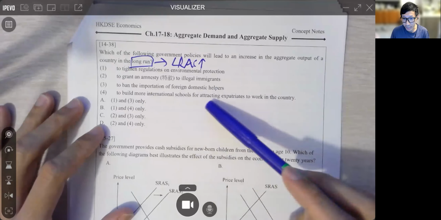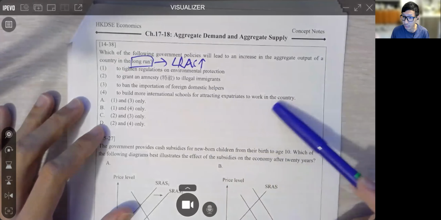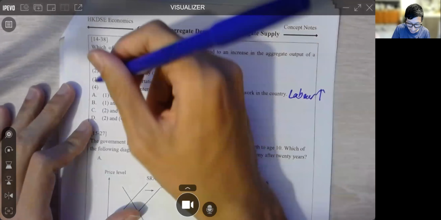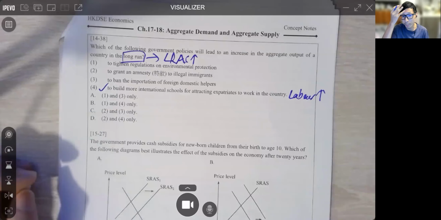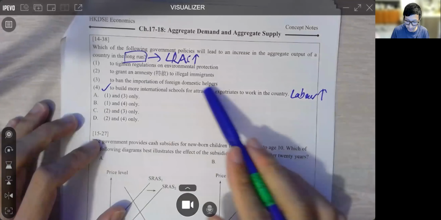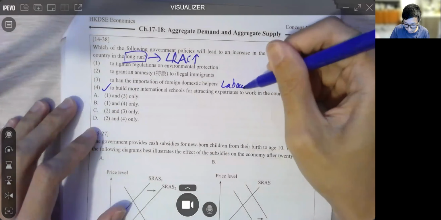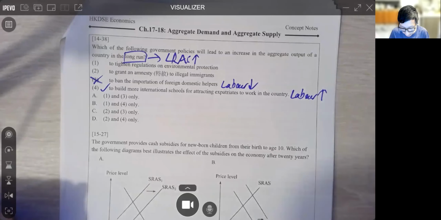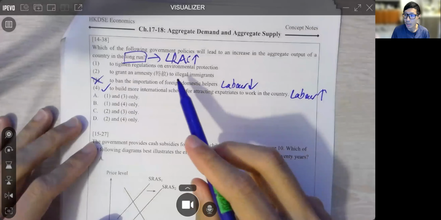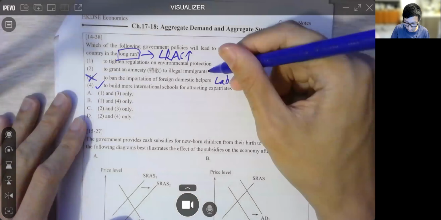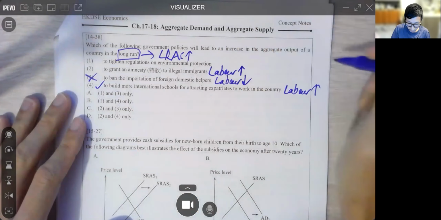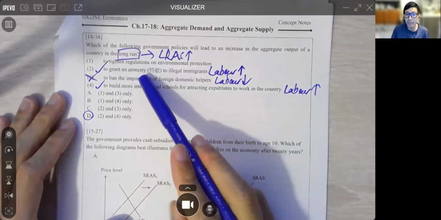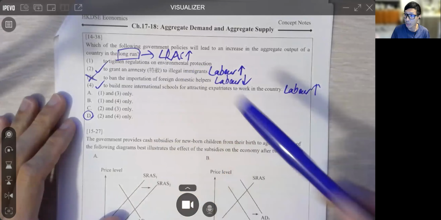好啦，望望啦. Build more international schools to attract expatriates to work in the country. 咁即係 labor 会多咗啦. With more labor, yes, number four. Labor, production capacity. Ban the importation, 啱啱倒转啦, labor would decrease, not the answer we want. Grant an amnesty to illegal immigrants, 一样道理啦, labor would increase. So two and four. 好啦，睇埋第一个啦.